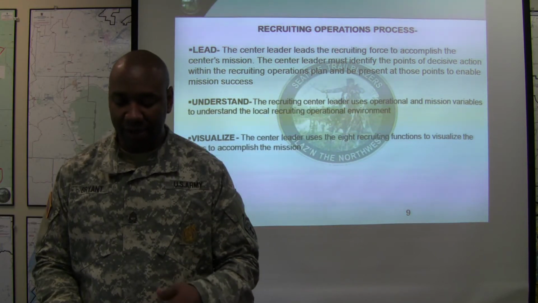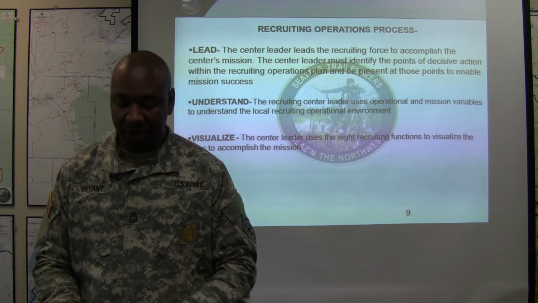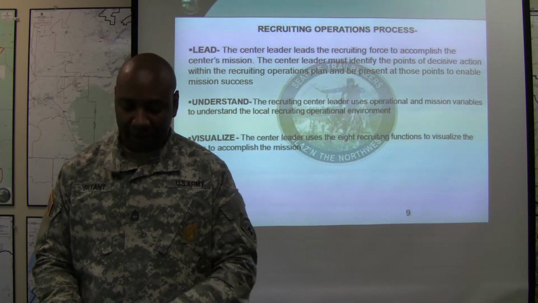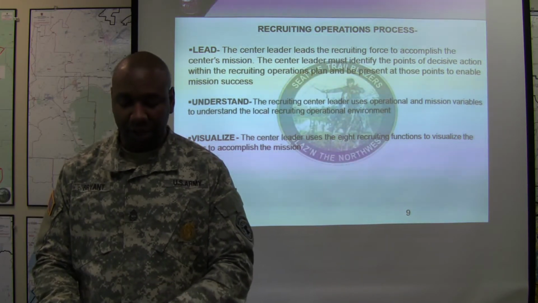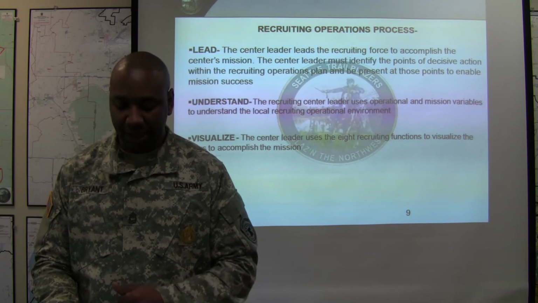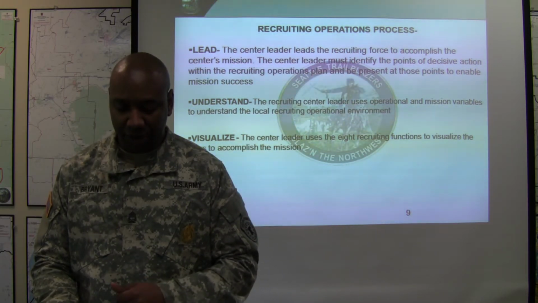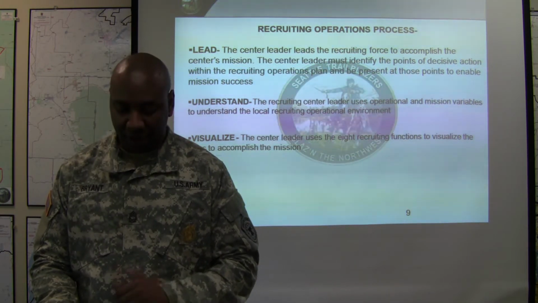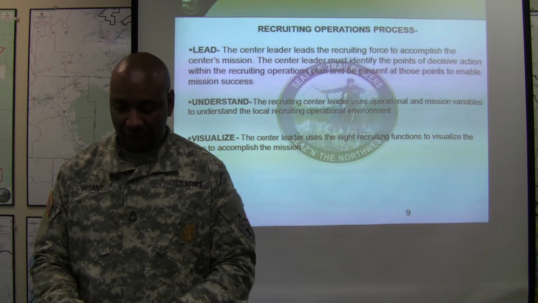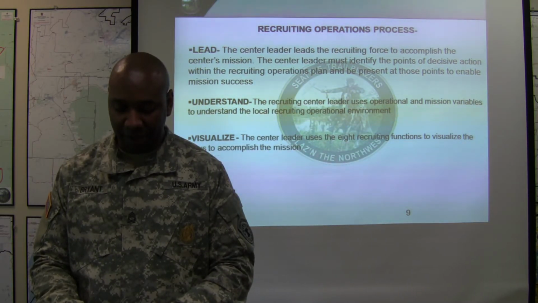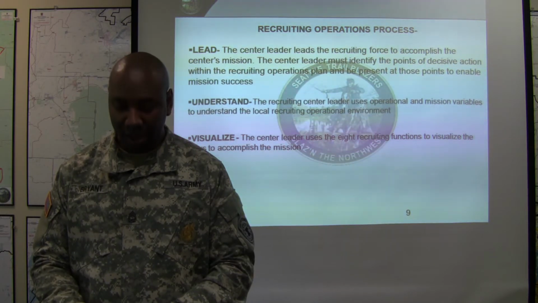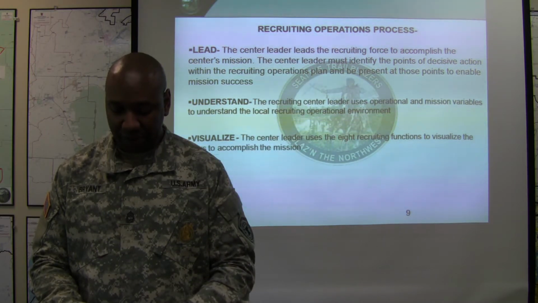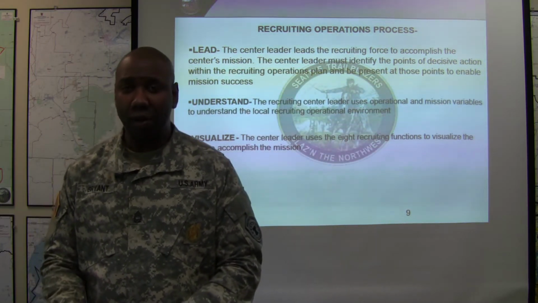The center leader must identify points of decisive action within the recruiting operations plan and be present at those points to enable mission success. Basically, leaders who personally observe recruiters prospecting, conducting the Army interview, processing, leading future soldiers, conducting event support, and executing school engagement have the opportunity to evaluate individual recruiter effectiveness and coach, teach, and mentor the force to improve the overall performance of the center. These actions also demonstrate the leader's commitment to each recruiter's development and success as a member of the recruiting team. Okay, so that's kind of important.